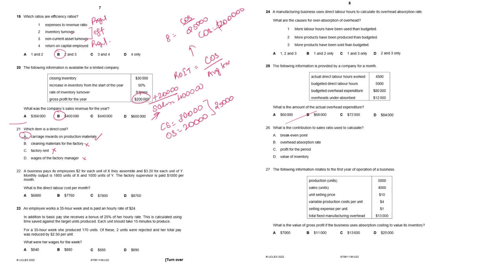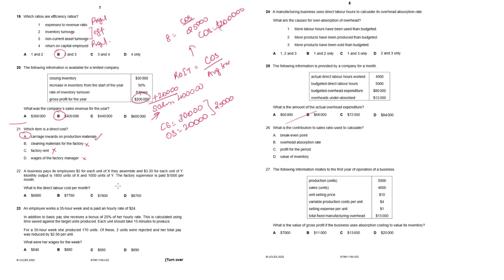So A. A business pays its employees $2 for each unit of X, $3.2 for each unit of Y. Monthly output is 1800 of X, 1000 of Y. Factory supervisor is paid $1000 per month. What is the direct labor cost?